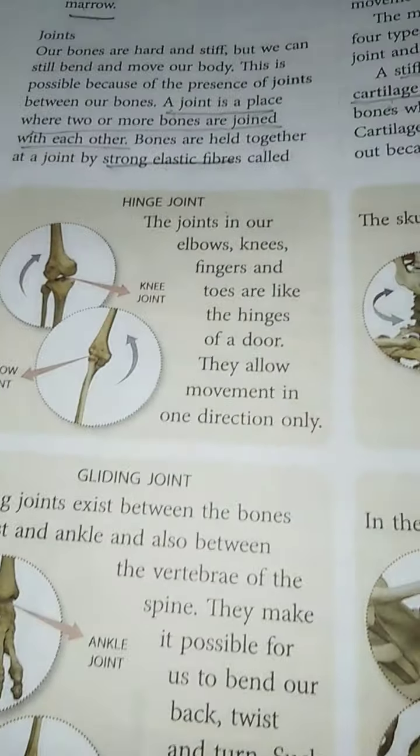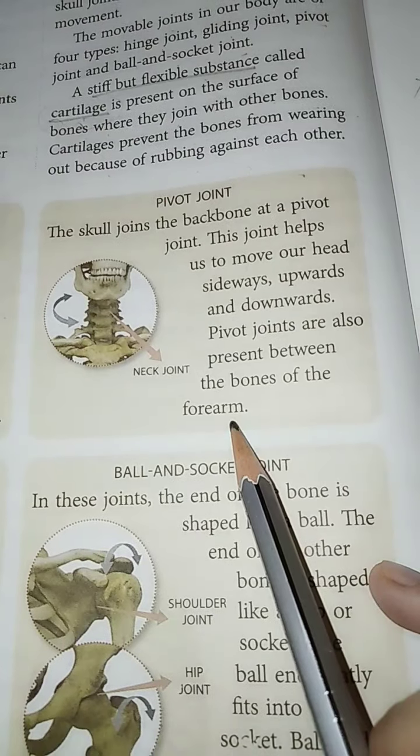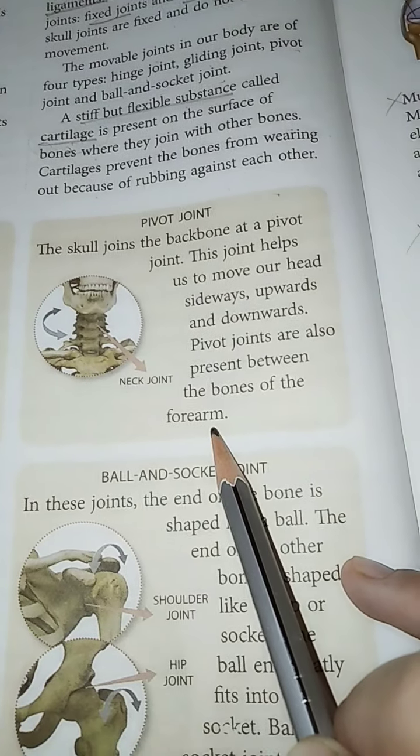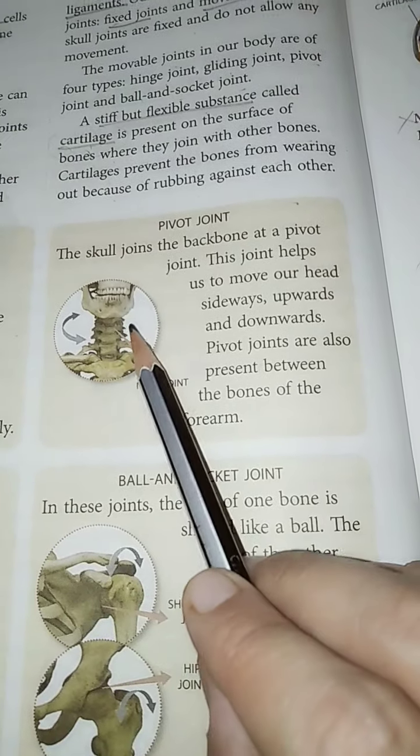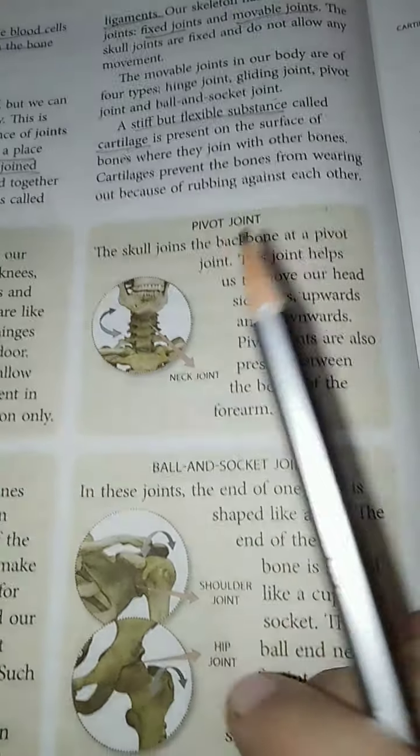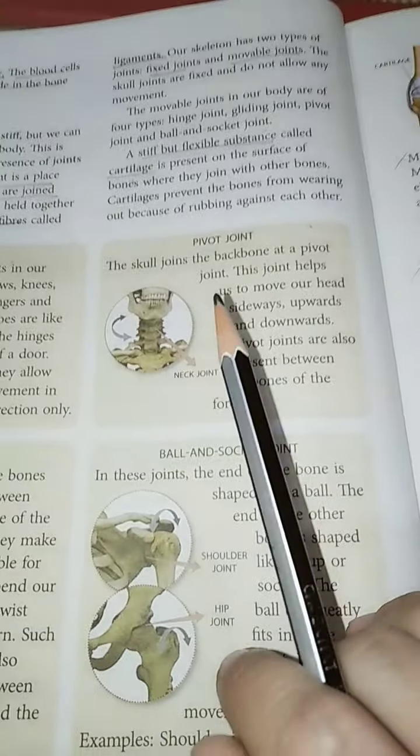Now pivot joint. Pivot joint is the neck joint. The skull joins the backbone at pivot joint. The joint helps us to move our head sideways, upwards, downwards. Pivot joints are also present between the bones of forearm. So in forearm and in the neck joint, there is a pivot joint. It allows us to move our head in all directions, like up, down, sideways.